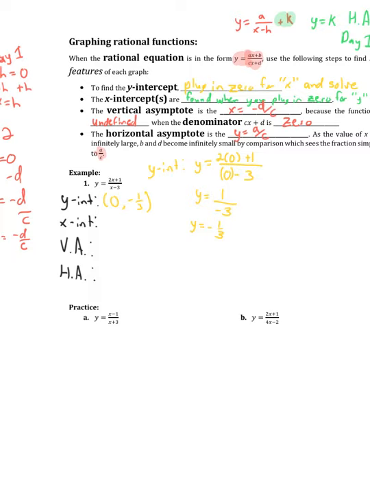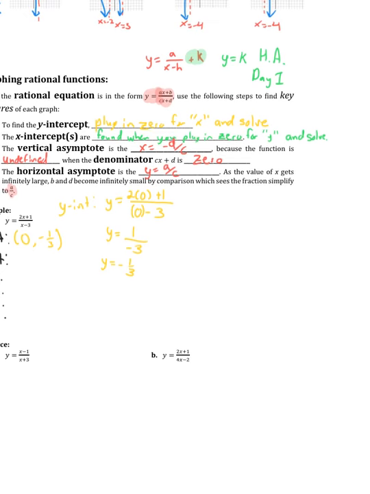I always want to write the y-intercept as an ordered pair. I always want to write the x-intercept as an ordered pair. Very important that I always write those as ordered pairs because an intercept is telling us a physical location on a graph. So important that I do that.